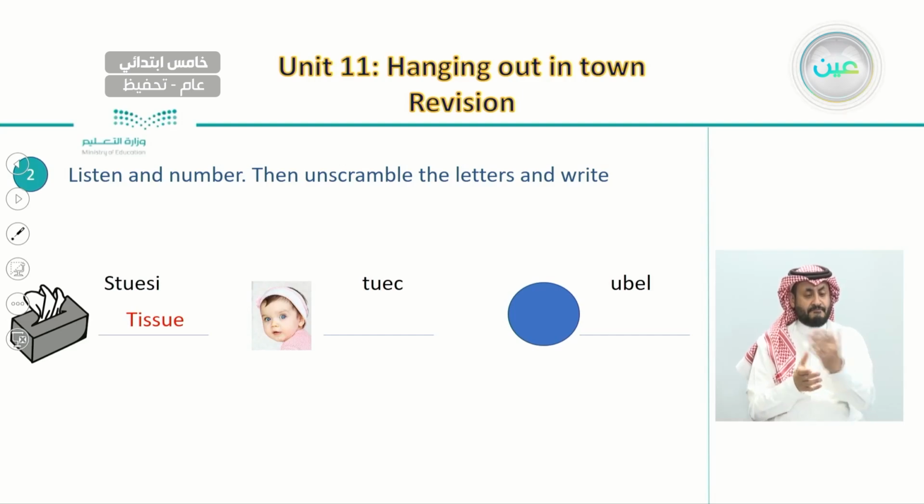And with the second word, here you have this beautiful baby, and here we have letters. We said to have a look at this picture and think of a word that matches these letters. And we did this, and the word was cute, cute. And as for the third one, here we have a color. Can you look at this color and at these letters and tell me what exactly that color is? It was blue, blue. So the three words were tissue, cute, and blue.